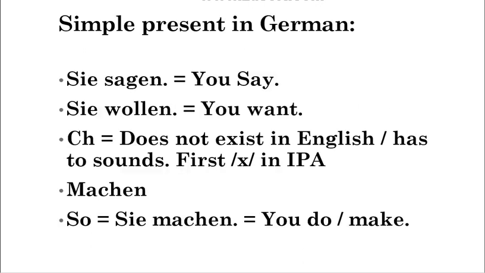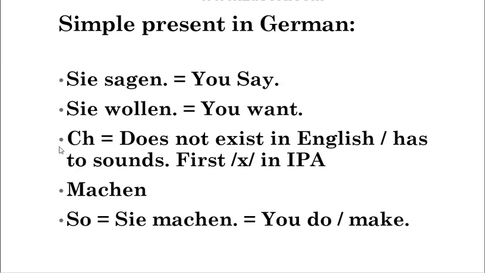Now here is the structure of simple present in German. If you want to say you say, in German, you say Sie sagen, which means you say or you tell. Now, if you want to say you want, you would say Sie wollen. Sie wollen means you want.